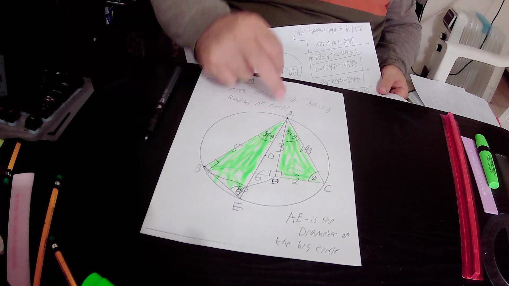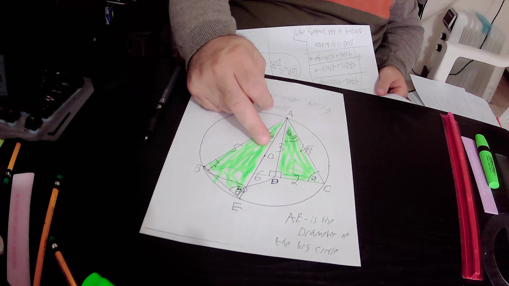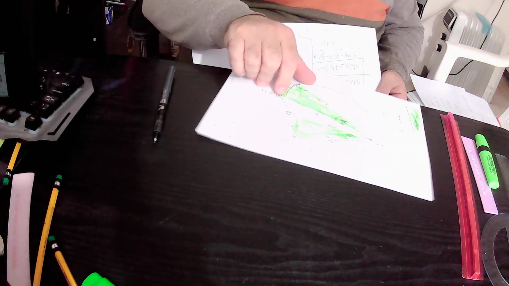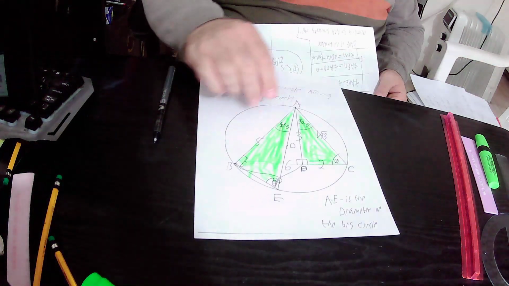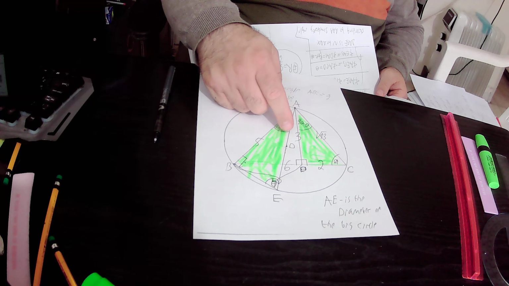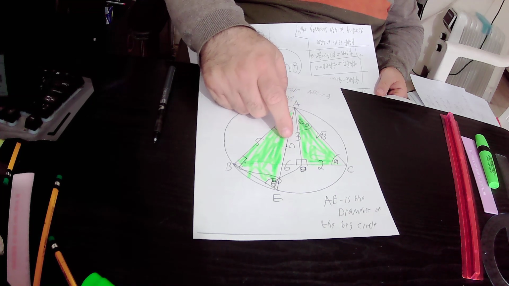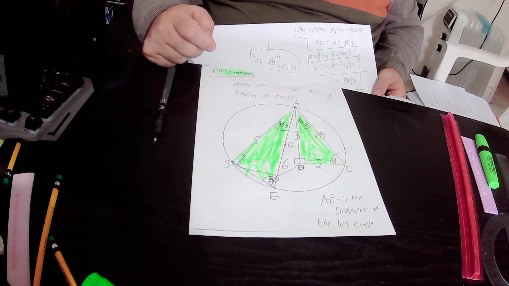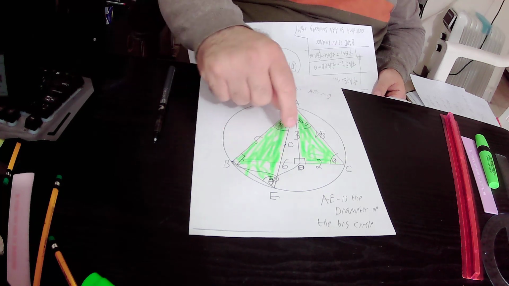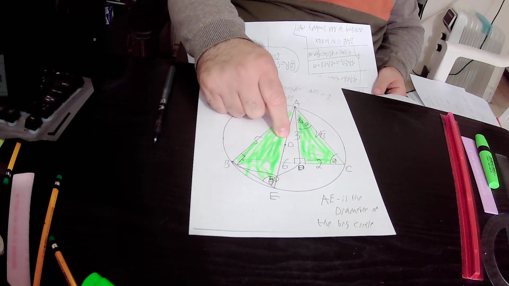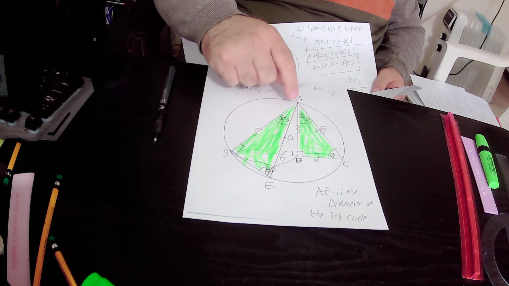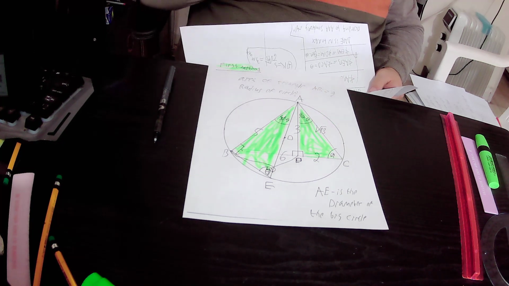Then we define the center of the big circle as point O. Then we join points A and O together by a straight line. Then we extend the straight line AO until it touches the circle at point E. So chord AE passes through the center of the circle. Any chord that passes through the center of the circle is defined as the diameter. So AE is the diameter of the circle.